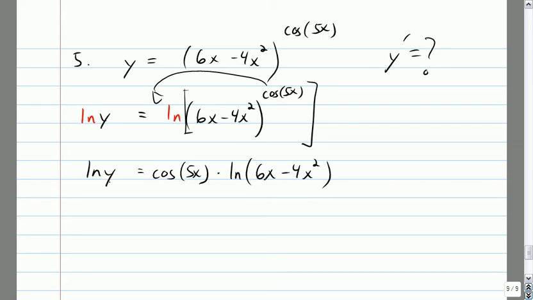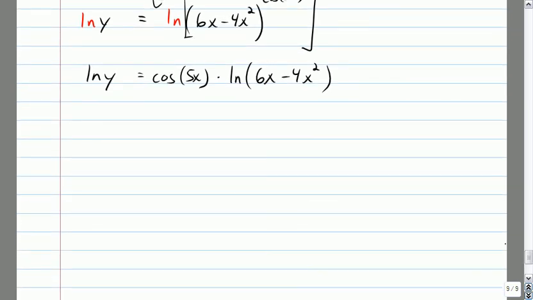Natural log of y. Okay, so all we got to do is take the derivative of both sides now, and then isolate y prime, and then all that good stuff. So we're taking the derivative with respect to x. Okay, so the left side is 1 over y, that's the outer function, times the derivative of the inner. The inner function is y. Equals k, that's product rule, 2 pieces, right?